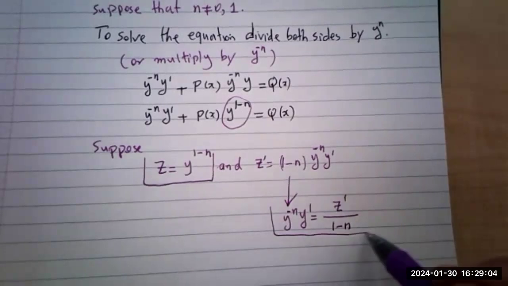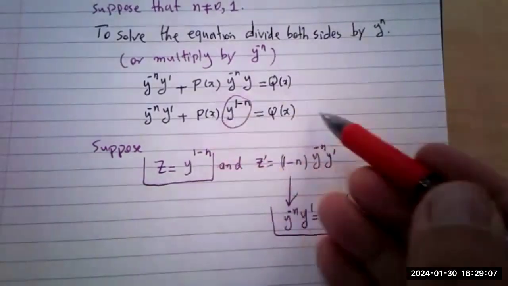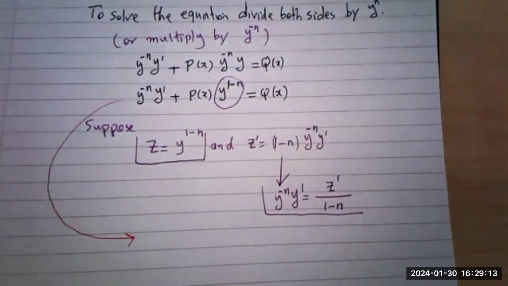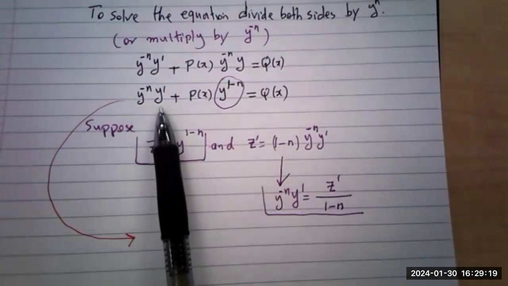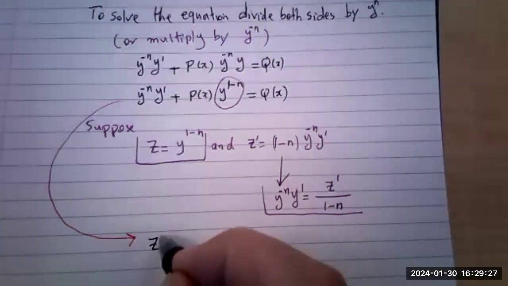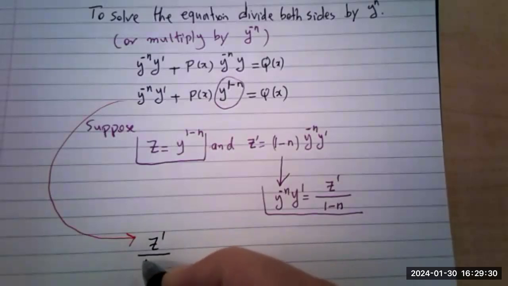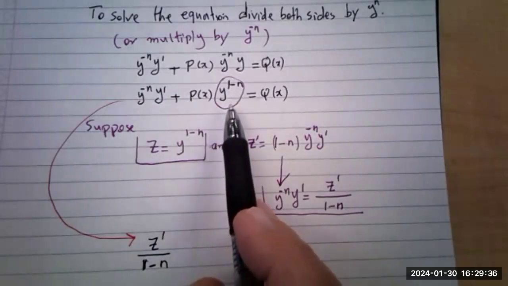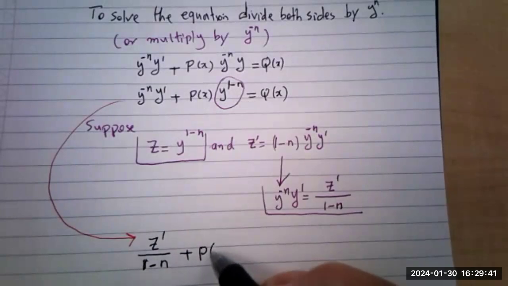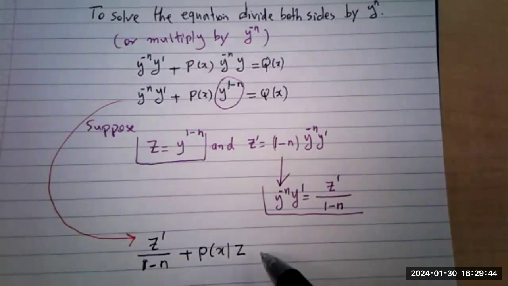Now go back to this equation and substitute. What's going to be the result now? You see, y to the negative n y prime would be z prime over 1 minus n. So that gives you z prime over 1 minus n. And p of x times y to the 1 minus n, that is going to be z. So it's going to be plus p of x times z equal to q of x.